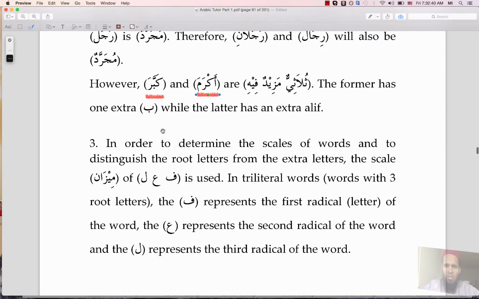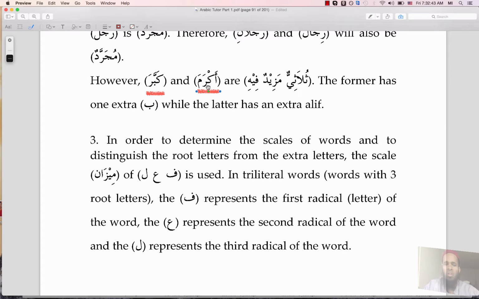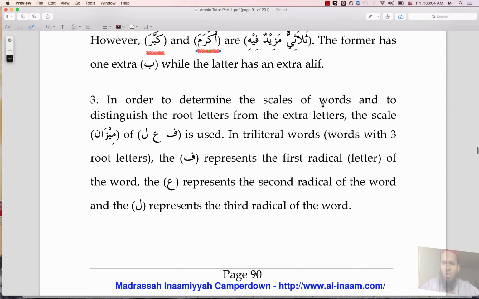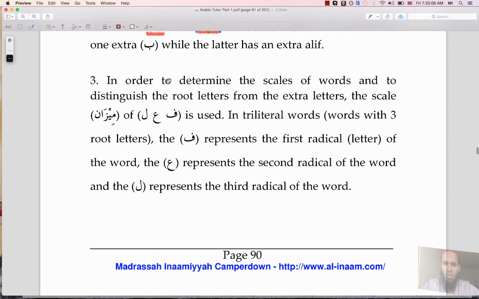Akrama has an extra alif. So if we take akrama, akramu, akramat, akramata, akramna, and so on, all the other forms, kabbara, yukabbiru, takbiran, akrama, yukrimu, ikraman, all of these forms are also going to be sulasi mazid fi because the bases are mazid fi. In order to determine the scales of words and to distinguish the root letters from the extra letters, the mizan of fa'ala is used.